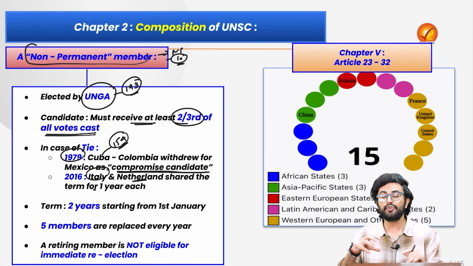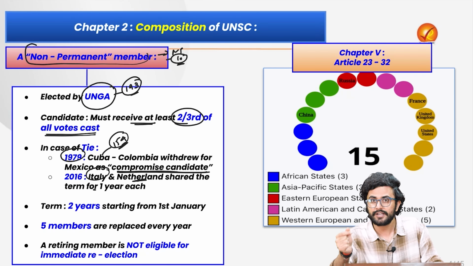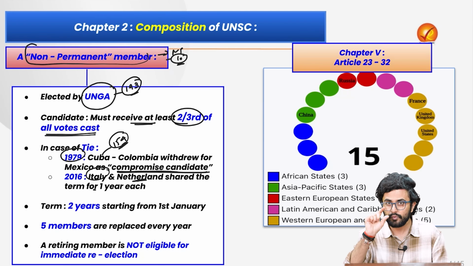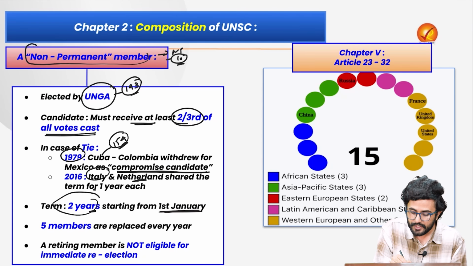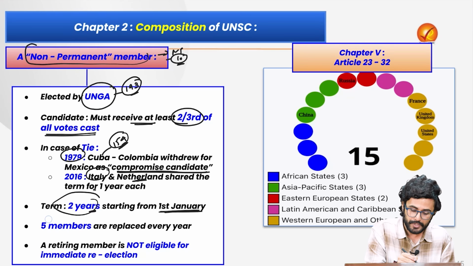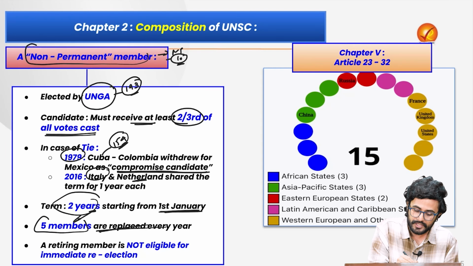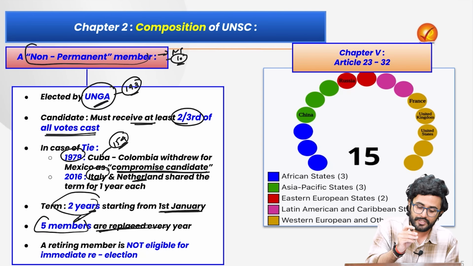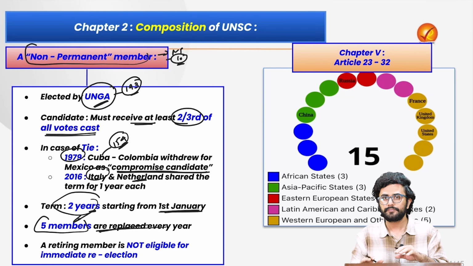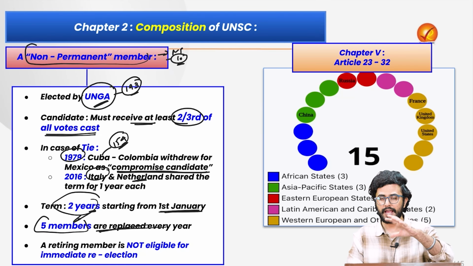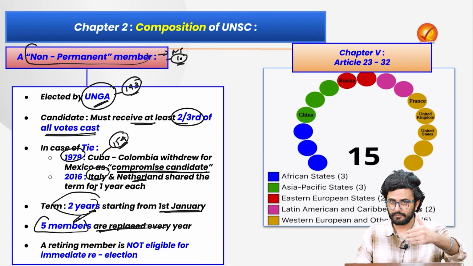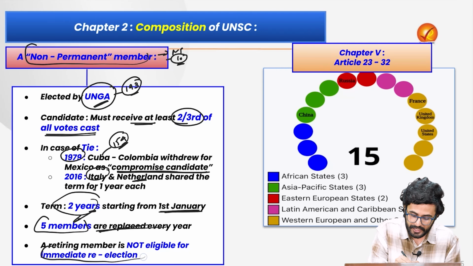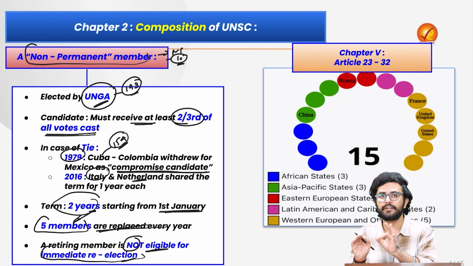When you become a non-permanent member of the United Nations Security Council, you serve as a member of the UNSC for a total term of 2 years, which starts from 1st of January. 5 members are replaced every year, and the elections for these 5 members take place through the United Nations General Assembly. Now let's say India is a non-permanent member, as it was back in 2021, and it retires. Can it opt for another immediate re-election? The answer is no. A retiring member is not eligible for immediate re-election.